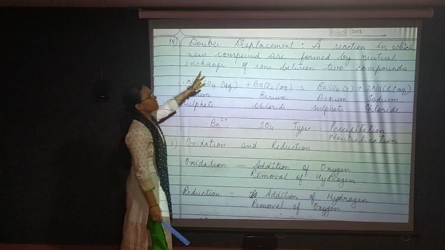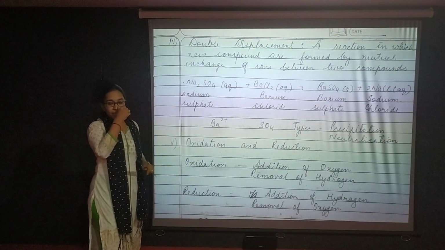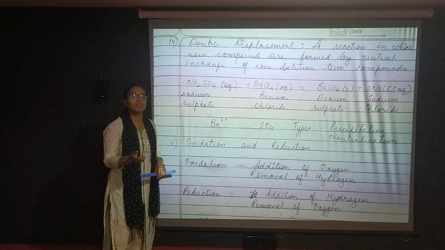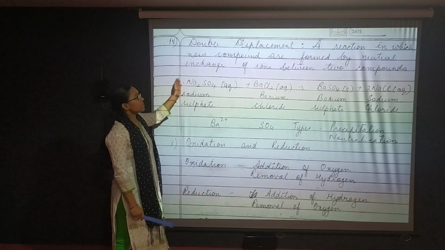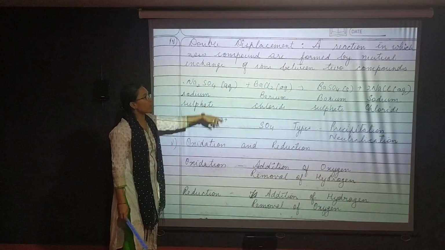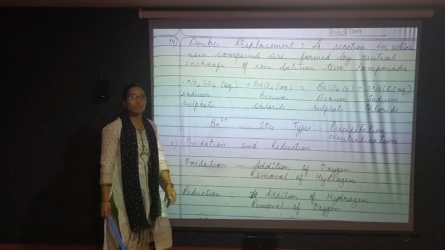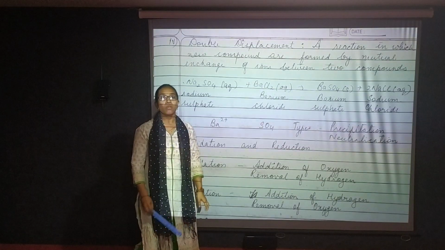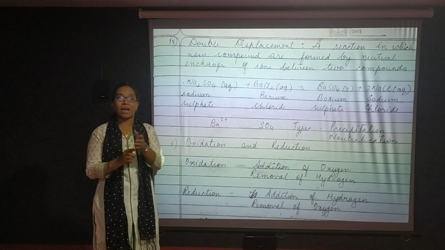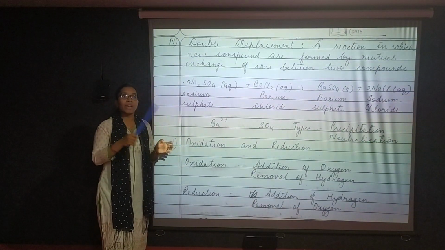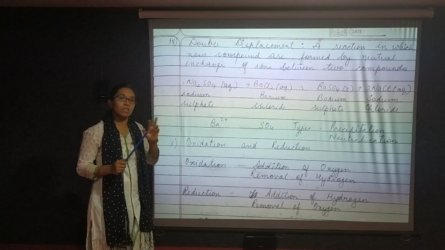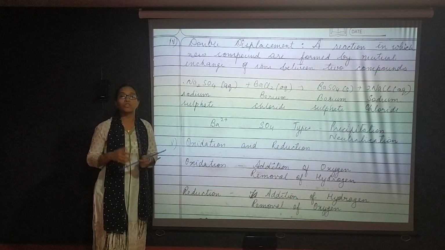Next is double displacement reaction. Now displacement reaction, you already know, is when a more reactive metal displaces a less reactive metal. Next is double displacement reaction: a reaction in which new compounds are formed by mutual exchange of ions between the 2 compounds. When 2 compounds are combined together, the ions are exchanged. Now how are the ions exchanged? We have already learned about valency in the previous chapter, in 9th grade.